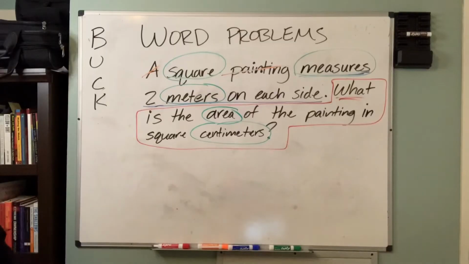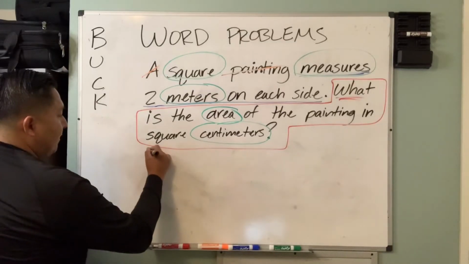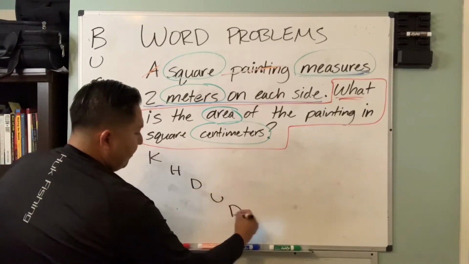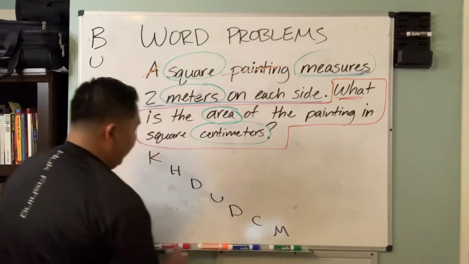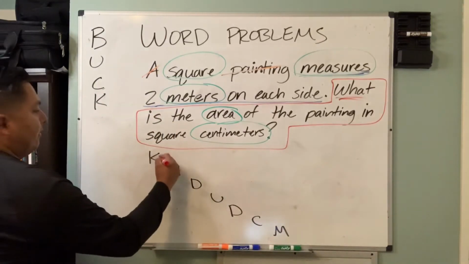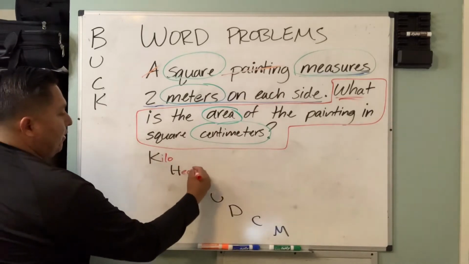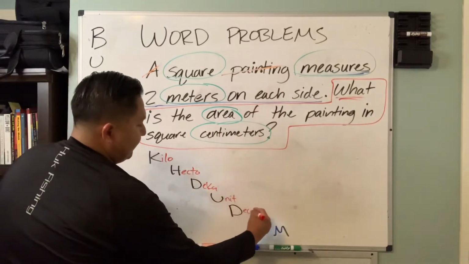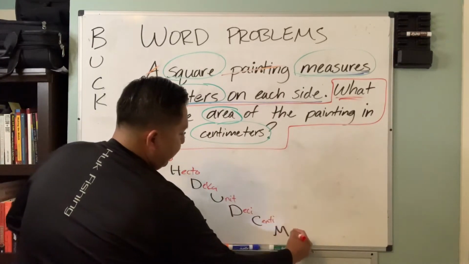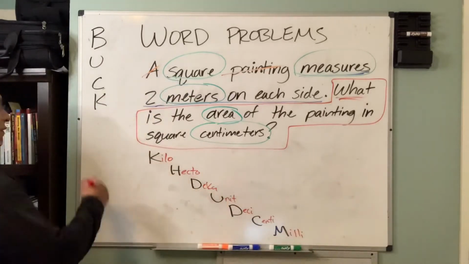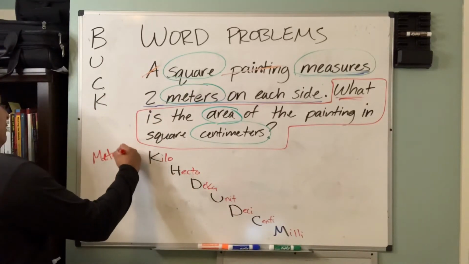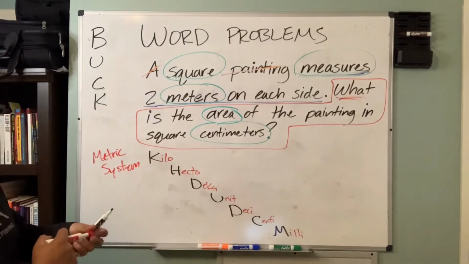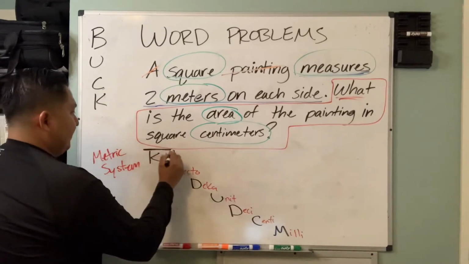So for the metric system, I have a little ditty for you guys. King Henry doesn't usually drink chocolate milk. Okay, so what this stands for, you have kilo, hecto, deca, then you have the unit, deci, centi, and milli. All right, so this is with the metric system. Again, the majority of the entire world uses the metric system. All right, so think of this as stairs.